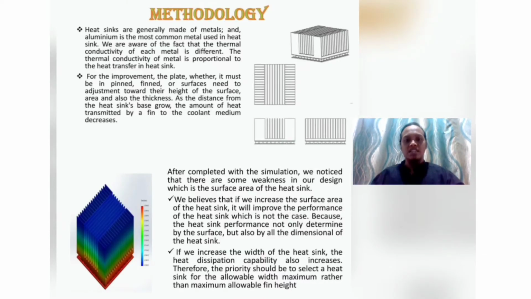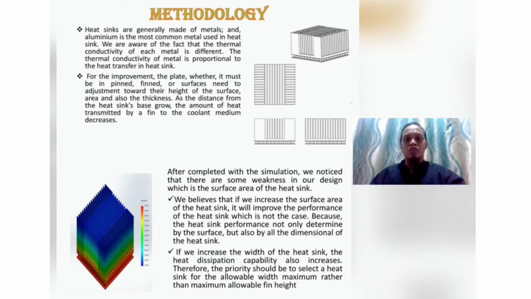Methodology. Heat sinks are generally made of metal, and aluminum is the most common metal used in heat sinks. We are aware that the thermal conductivity of each metal is different. The thermal conductivity of metal is proportional to the heat transfer in the heat sink. For improvement, the plate, whether it is pin fin or surface, needs adjustment toward the height, the surface area and also the thickness. As the distance from the heat sink base grows, the amount of heat transmitted by a fin to the coolant medium decreases.